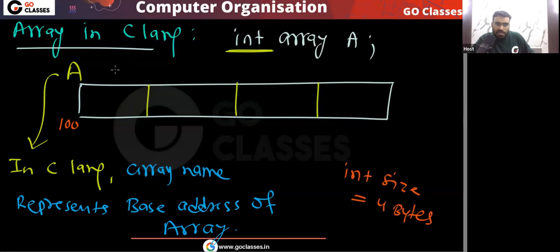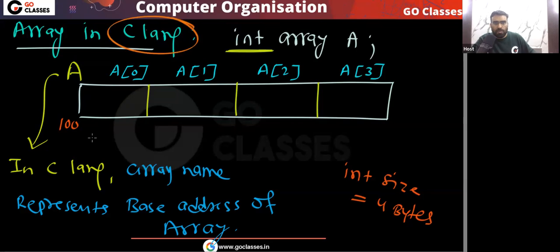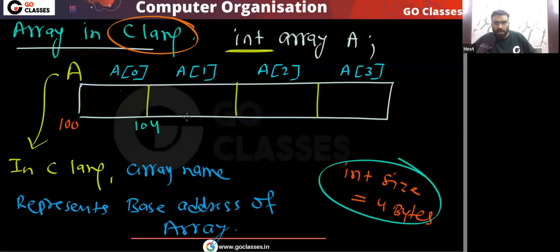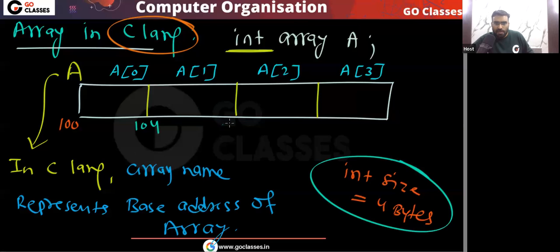Tell me, this element, you call it A0, right? This element, you call it A1. This element, you call it A2, right? I am talking about the C language. So this is your A0, this is your A1, this is your A2, this is your A3. What is the address of this? Tell me, this A1, what is the address? That is 104, because integer size is 4 bytes. Every integer is taking 4 bytes. So this will be 108, this will be 112.